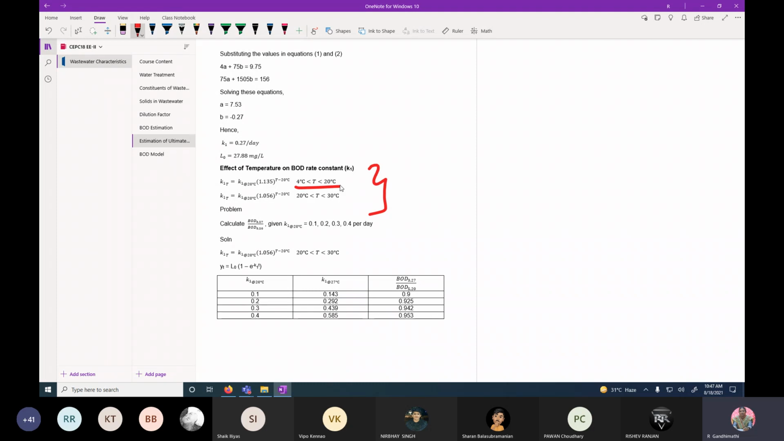Now actually there is a concept that BOD 3,27 is comparable to that of BOD 5,20.